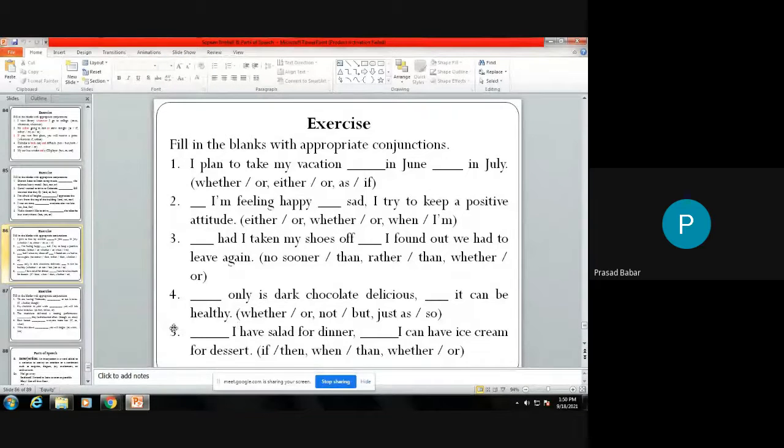Then see the fourth example. Dash dash only is dark chocolate delicious, dash dash it can be healthy. And options are whether or, not but, just as, so. Not but is the correct option. Okay. Not only is dark chocolate delicious, but it can be healthy.